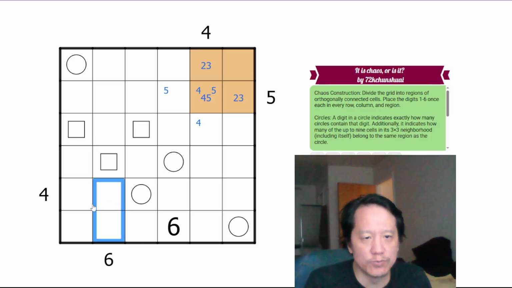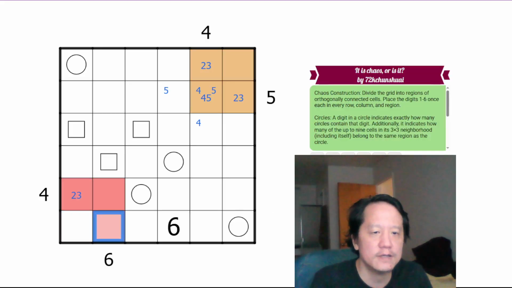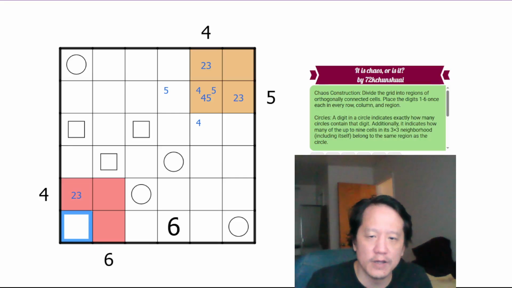Same with these numbered rooms clue, right? So these have to be in the same region because this can never have a 1 in it. This can never have a 1 in it. So these have to be the same region. So they're all in one region. This again is still 2 or 3. This has to be red.